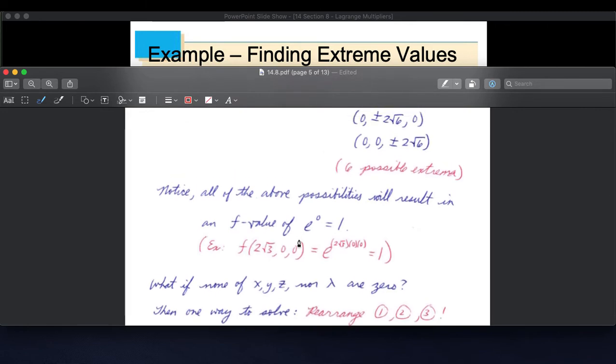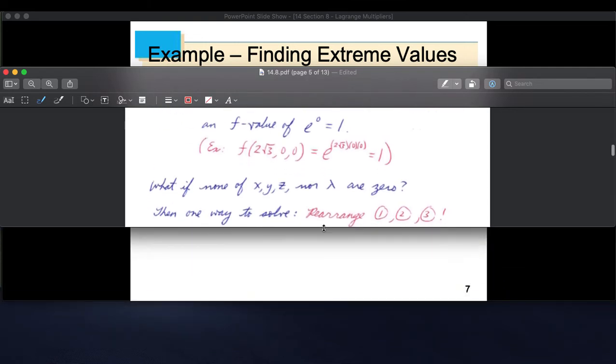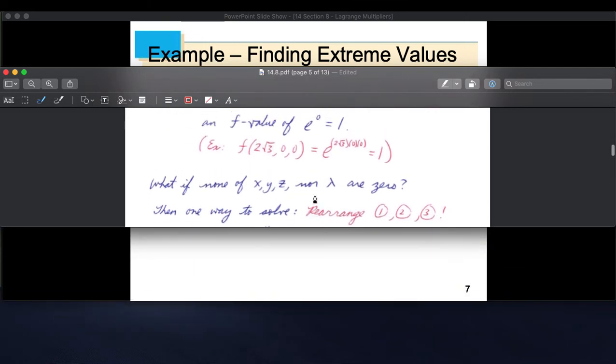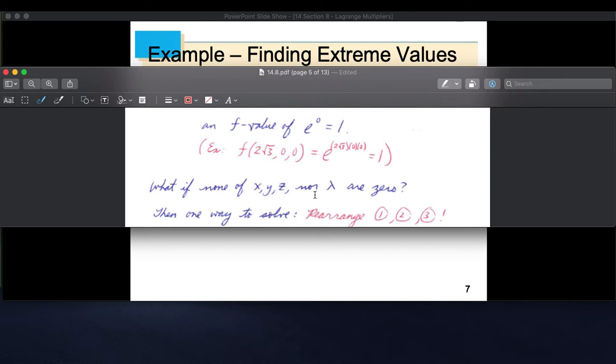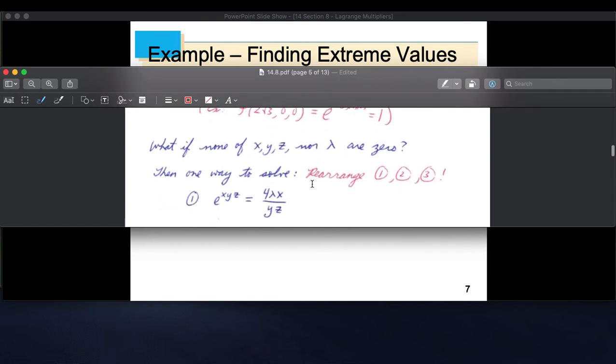So here's another way to solve. What if we try another method? Let's try just rearranging equations 1, 2, and 3. What do I mean by that? Well, if I take equation 1 and solve for e to the xyz, I get 4 lambda x over yz, which I don't think is difficult for anyone to see.